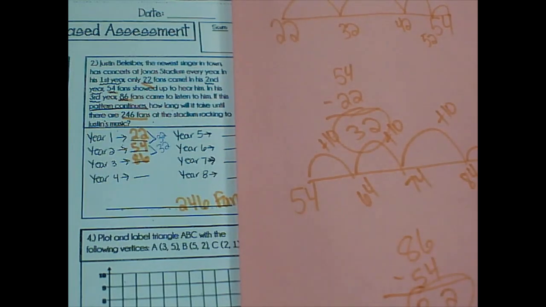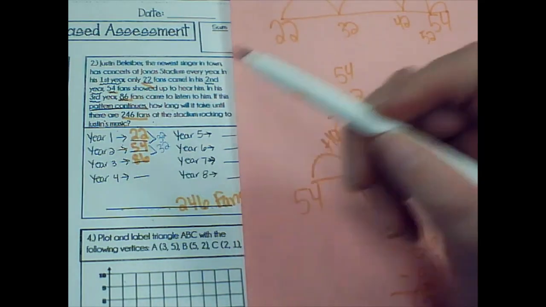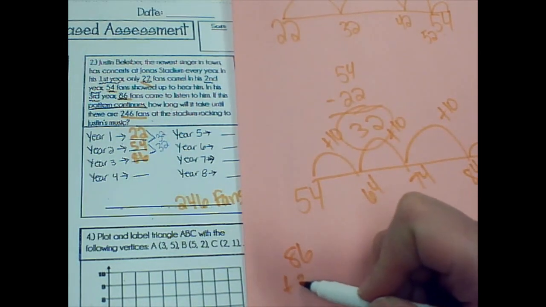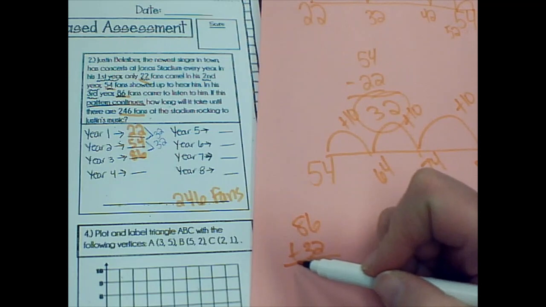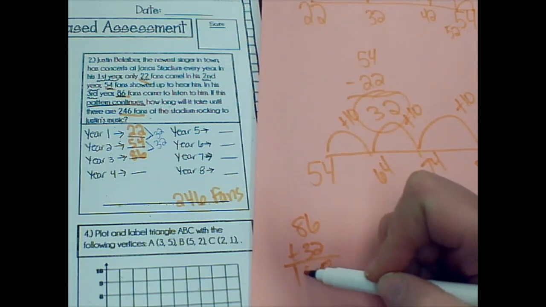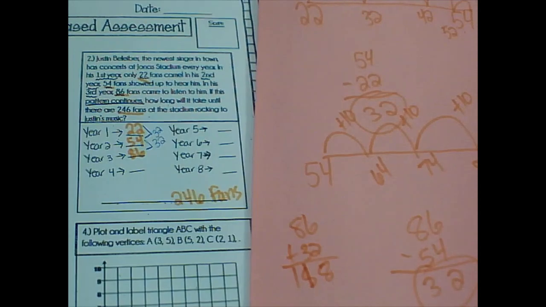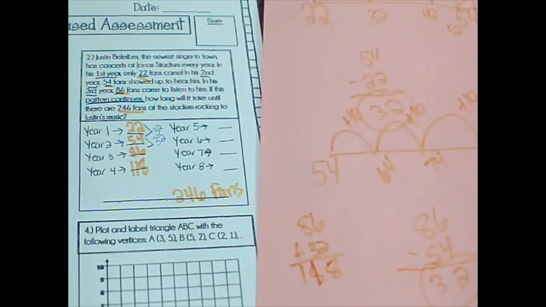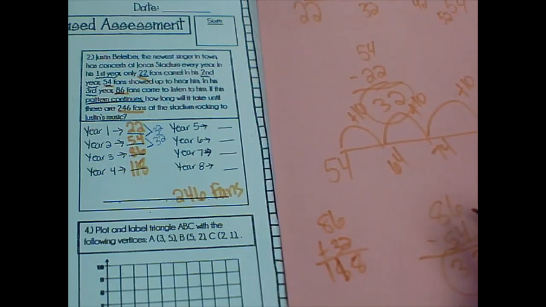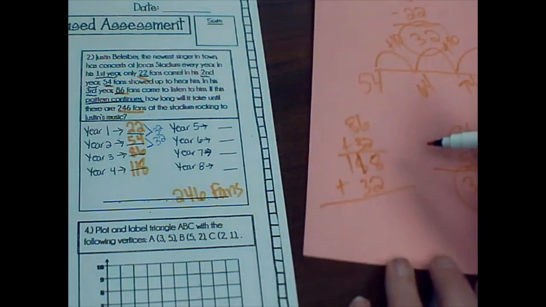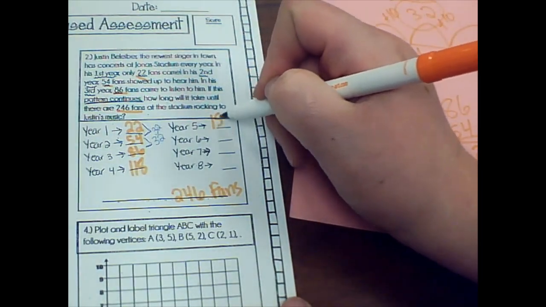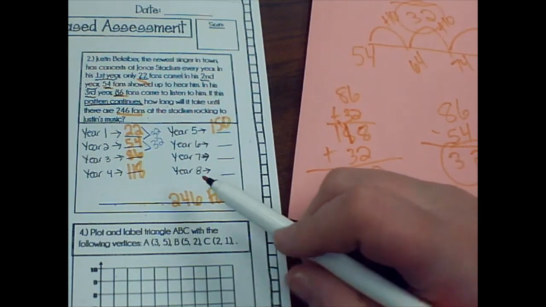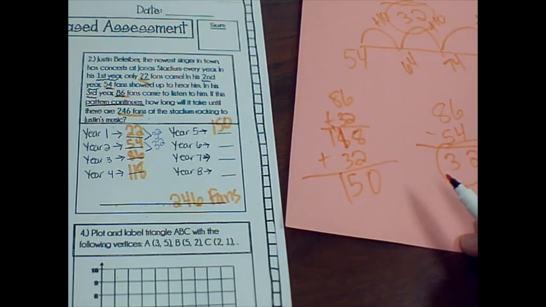Each year, 32 more fans tend to come to Justin Bieber's concert. So if I'm at 86, what did I say the rule was? I have to add 32. So what do I get? I get 100. I get 118. Okay? Then from 118, if I add 32 more, I get 150. And I need to keep doing this pattern until I get to 246 fans.